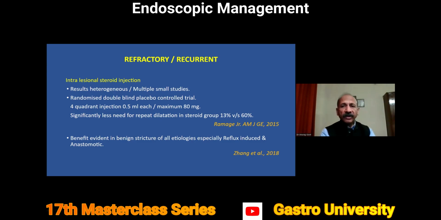That is 13% only, compared to the 60% which happens in refractory or recurrent strictures if you don't inject steroids, which is triamcinolone local. The benefit is evident in all benign strictures, especially in the reflux and asthmatic, but also specifically in corrosive. One modality that we also tend to use quite often with appreciable results.